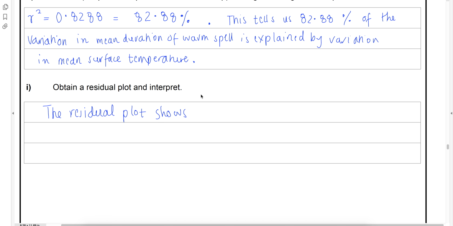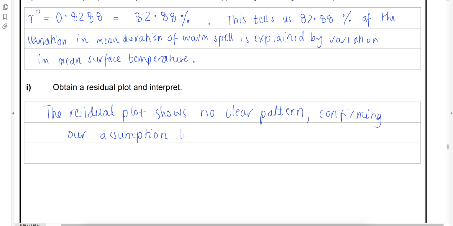So what we say is the residual plot shows no clear pattern, confirming our assumption that the association is linear. So that is a regression analysis.